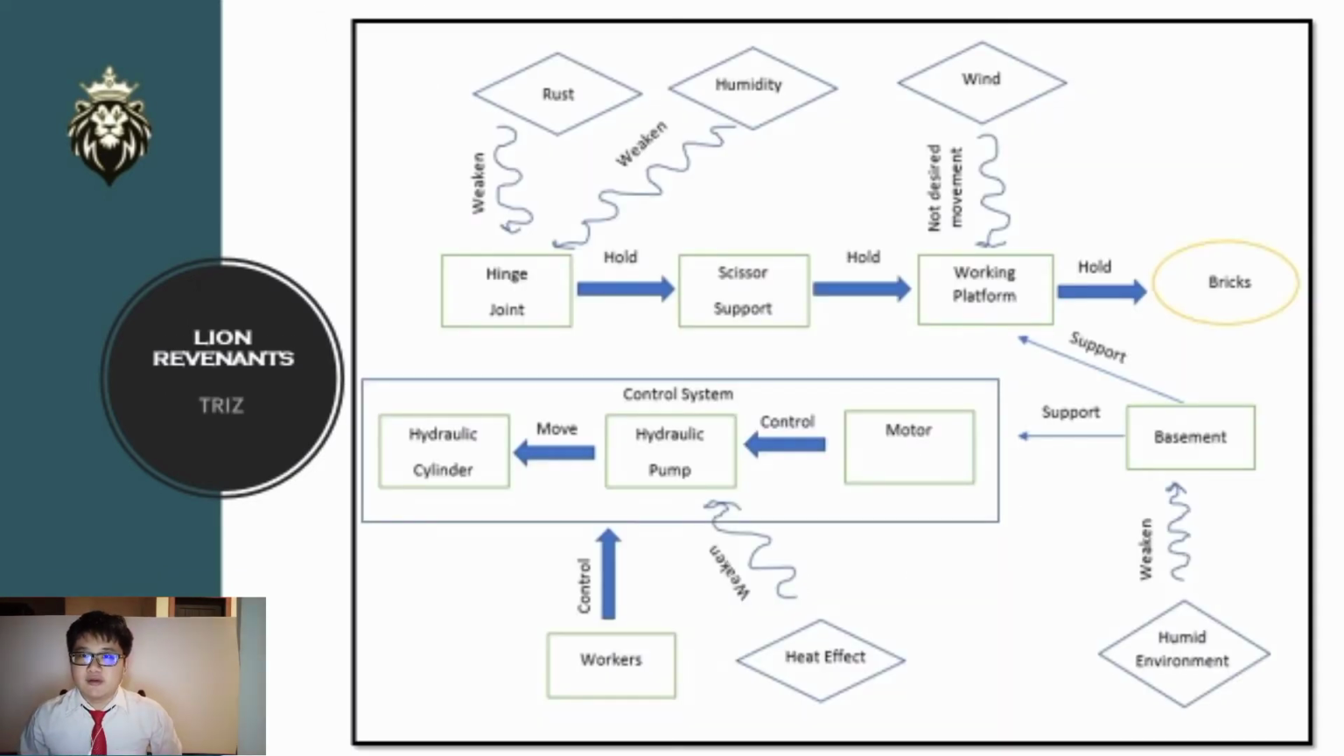Next, we will move to the tree diagram. The scissor lift base supports the working platform and the hydraulic control system, whereas the top working platform holds the brakes. The hydraulic control system is controlled by the human worker and it operates the motor to control the hydraulic pump to move the hydraulic cylinder. The hydraulic cylinder will push the scissor support to lift the working platform.